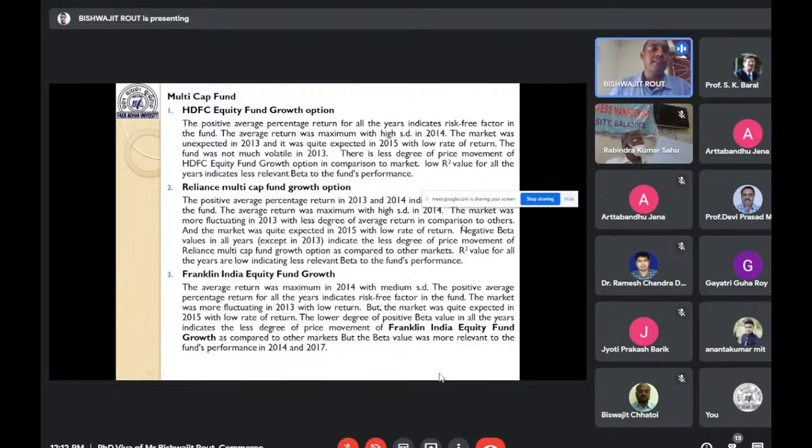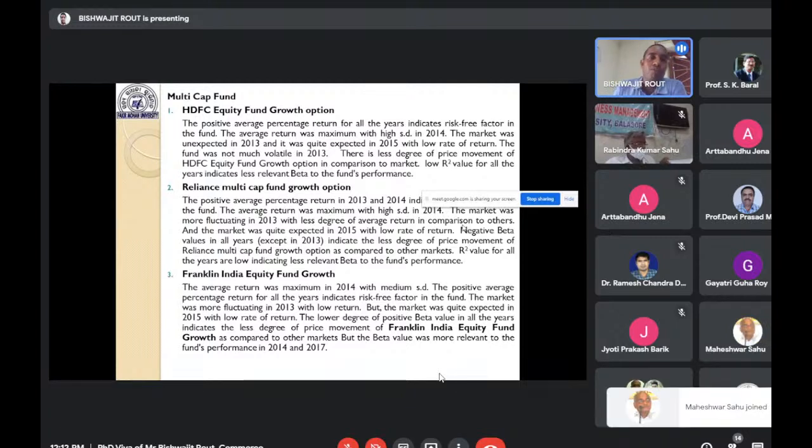And next category is multi-cap fund. In multi-cap fund, the first company is HDFC Equity Fund Growth Option. The positive average percent return for all the years indicates a risk-free return in the fund. The average return was maximum with high standard deviation in 2014. The market was unexpected in 2013 and it was quite expected in 2015 with low rate of return.